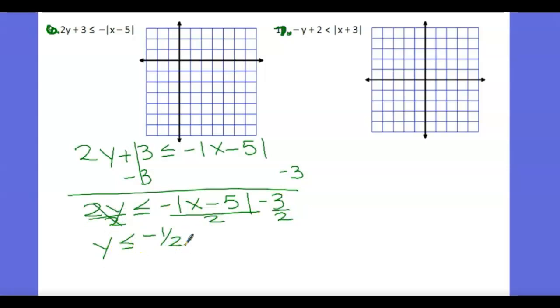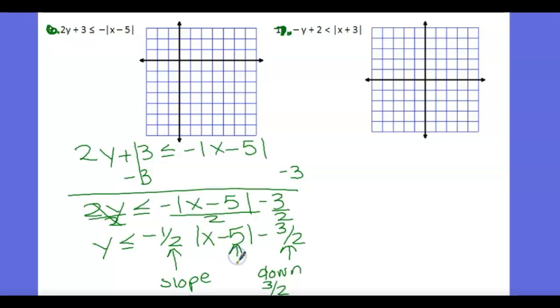Okay, that leaves me with y less than or equal to negative 1/2 x minus 5 minus 3 halves. So the slope is negative 1/2. That tells me my graph is reflected and my slope is down 1, right 1. It also tells me that my graph is going to be compressed. My vertex is 5, negative 3 halves. So it tells me the graph shifts down 3/2 units and it shifts to the right 5 units.